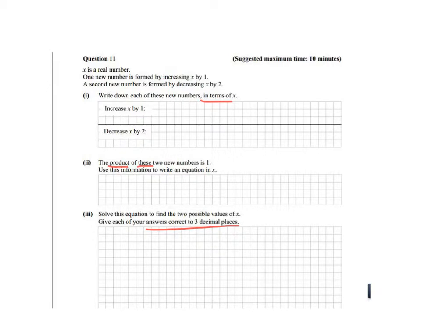And just to look at part 3 here, it says solve this equation to find the two possible values of x. Give each of your answers correct to 3 decimal places. Well, now what you're going to find here is that the equation that you get is a quadratic equation. And you might be tempted just to solve it the way you would normally solve a quadratic equation. But whenever it says something like this, give each of your answers correct to 3 decimal places, or give your answer in a certain form, that always means you have to use the minus b formula. And you'll see another example of this later.